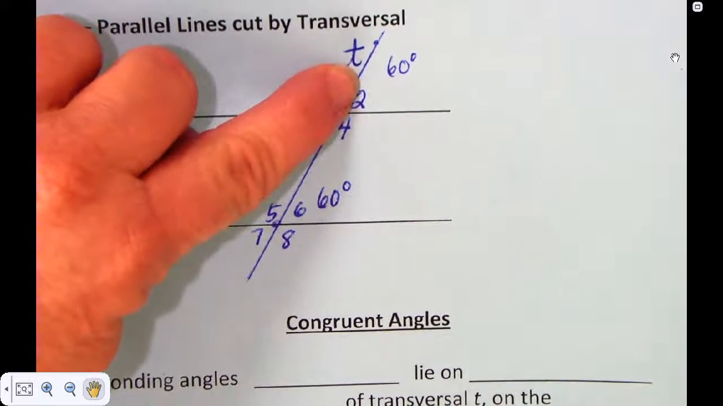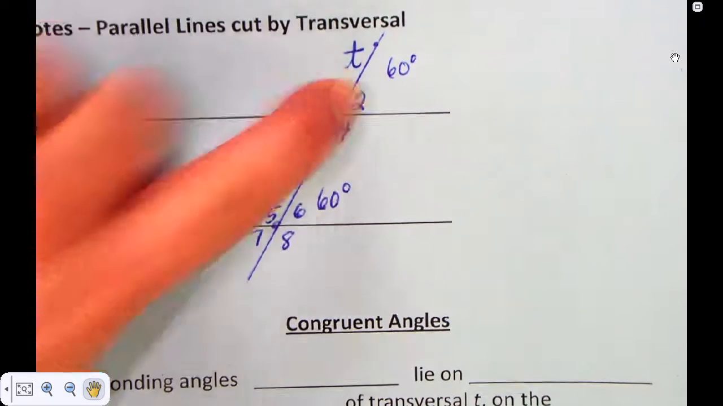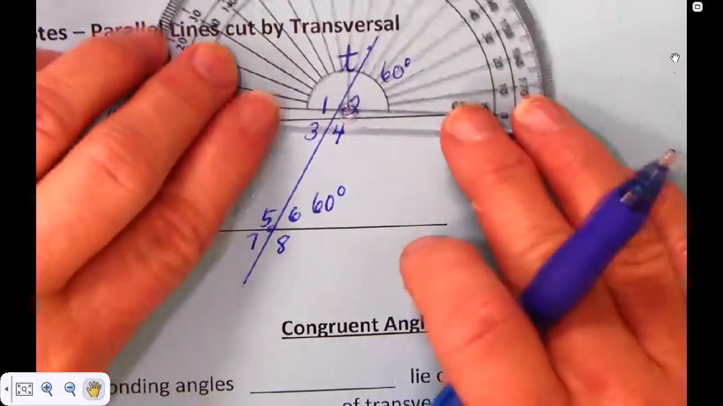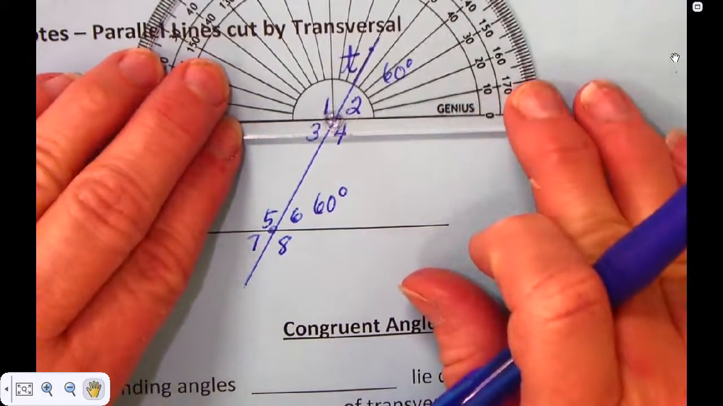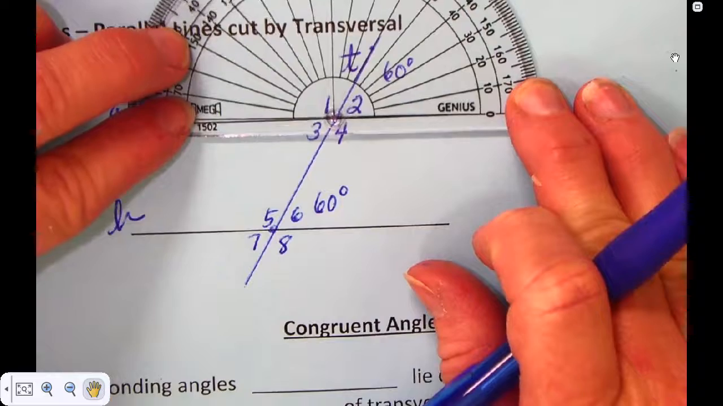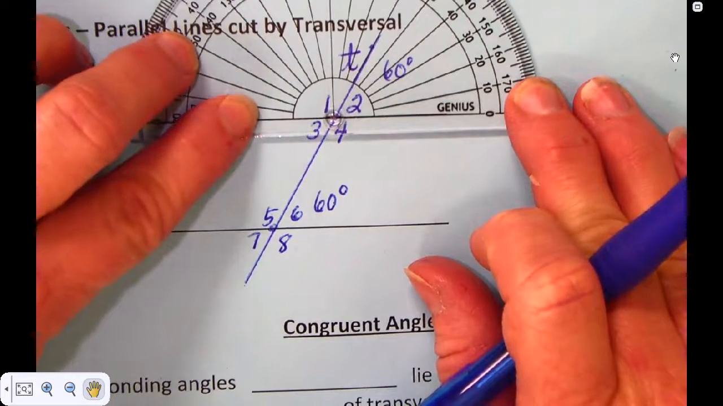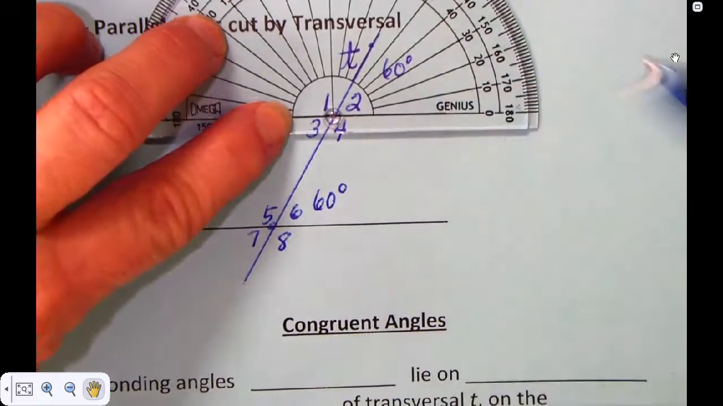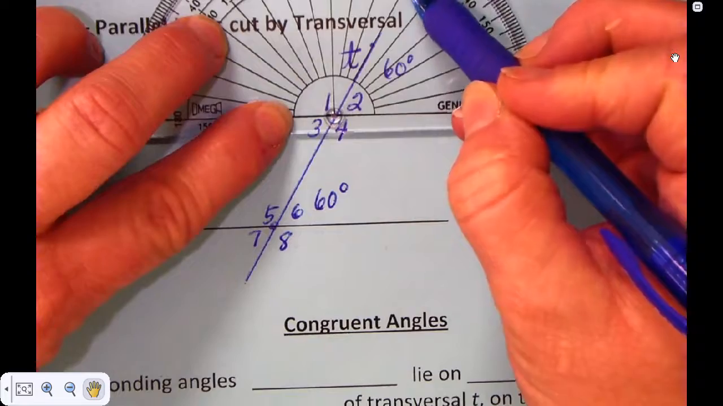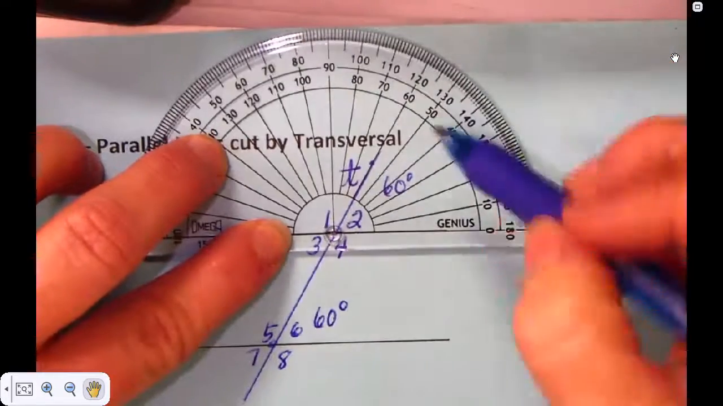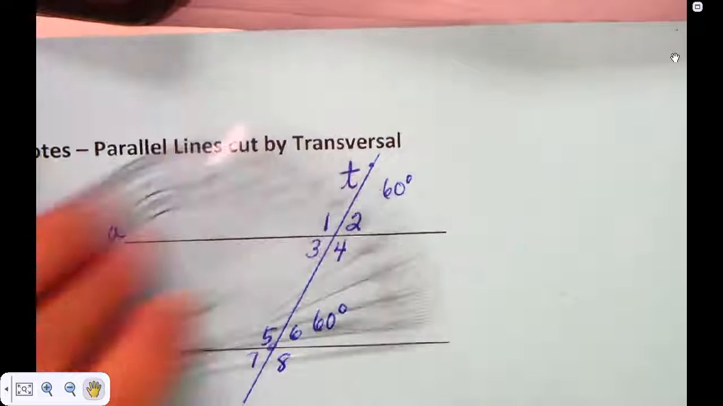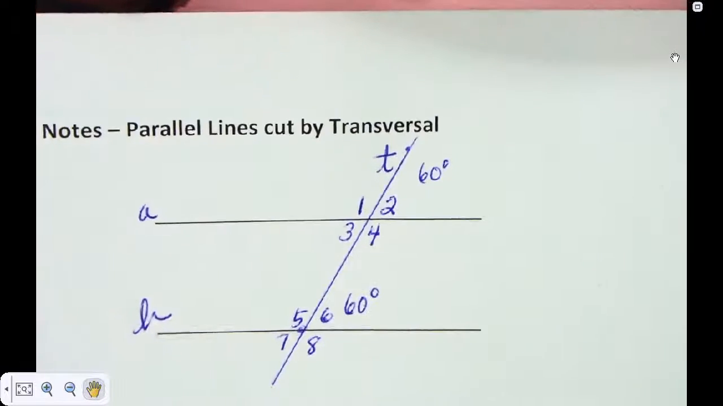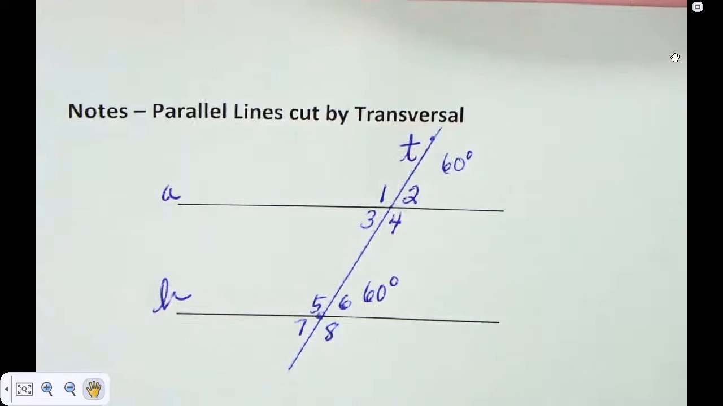Do you think angle 2 is going to be 60? Well, let's go measure and see. Put the protractor down and measure it. You get 60. The line doesn't go all the way up through there, but you can see that it is on that 60 degree line. Good. So we're going to come back to that in a minute.